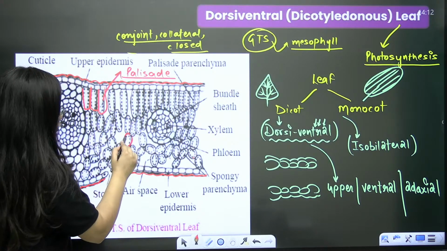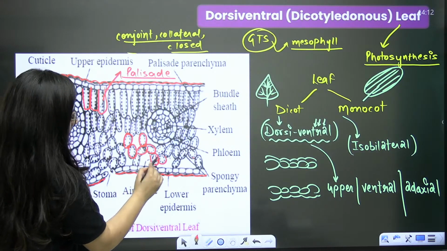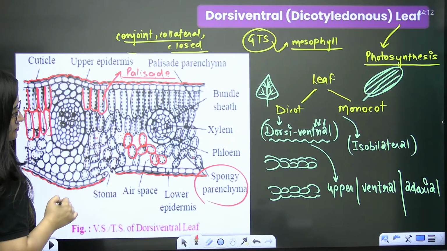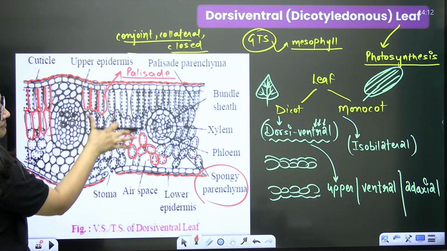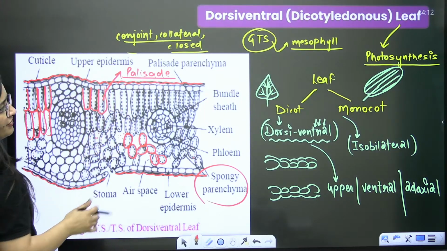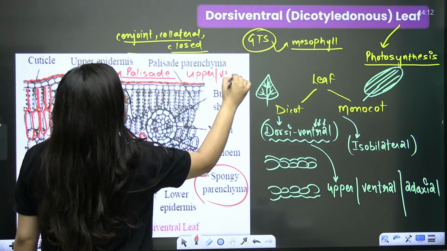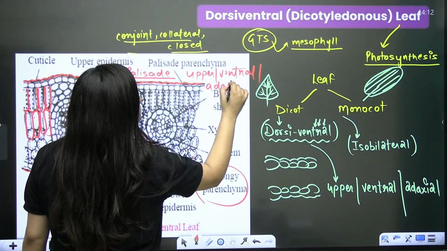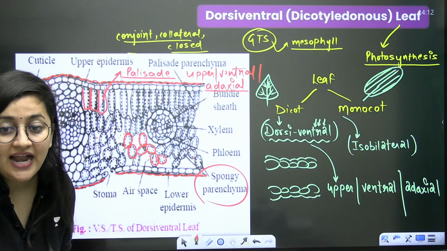And when you look at this lower side, can you see this type of parenchyma? It is spongy parenchyma. And here in between you can see the air spaces also. Both the sides have stomata, but in dicot leaves the arrangement of the mesophyll cells is different. The upper surface is also known as the ventral surface. It is also known as the adaxial surface. Adaxial it is, not abaxial, it is adaxial.